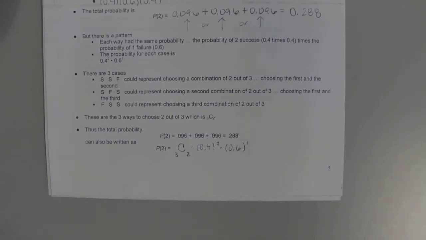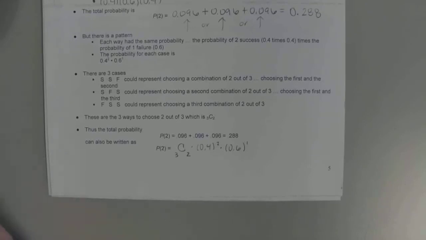So it says the generic binomial. We did it with a specific case, but the generic binomial probability distribution says the probability of obtaining X successes, so that's what you care about, in N independent trials, that's how many times you're doing it, of a binomial experiment, where the probability of success is P, is given by this formula.